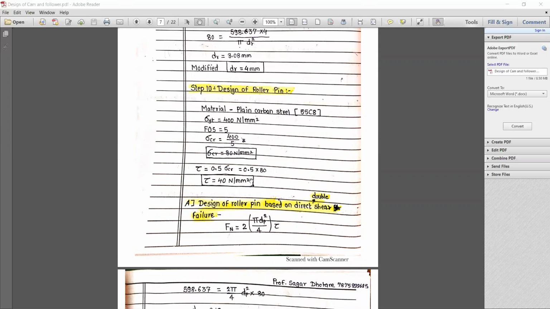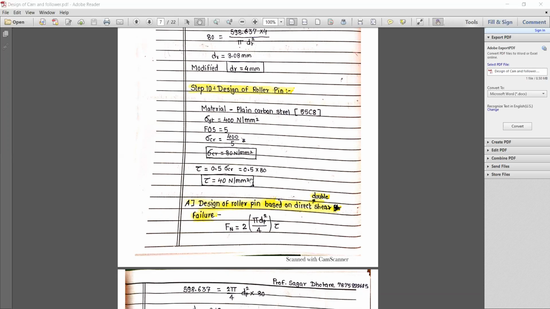Consider the same material as we have considered above, that is a plain carbon steel with the value of sigma yt equal to 400 Newton per mm square. FOS, that is the factor of safety, is 5. Then crushing stress is equal to 80 Newton per mm square. Tau is equal to 0.5 times the crushing stress, so it's half of the crushing stress, so tau is equal to 40 Newton per mm square.